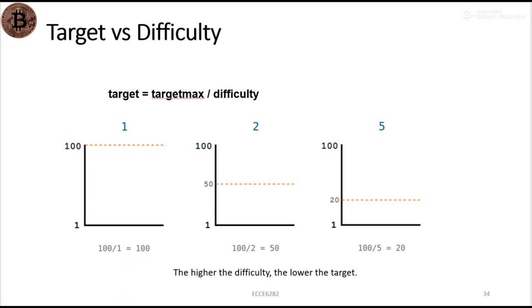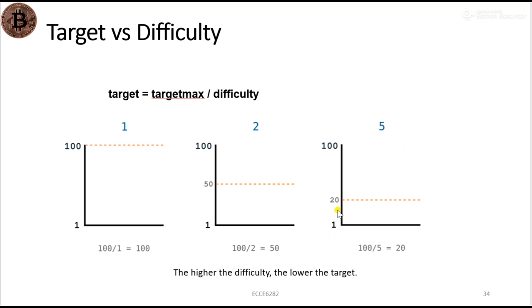Now let's say I set the target to 50. You are able to generate a number between 1 and 100 once a minute, so this should take you 2 minutes. So my difficulty now is 2. But if I lower my target to 20, it means you are only going to be able to generate a winning number 1/5 of the time, or once every 5 minutes.